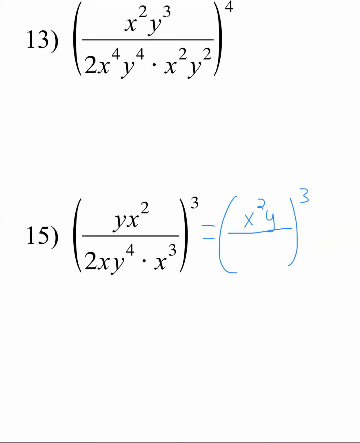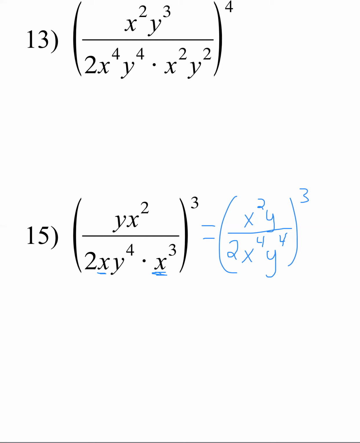And then in my denominator, I have a 2 that's not going to multiply with anything else. And then x's. I have x to the 1st times x to the 3rd, so that gets me x to the 4th. And then y to the 4th just stays. Okay, so step 1 is done. My numerator and denominator are simplified. Now I'm going to see if I can simplify the entire fraction.